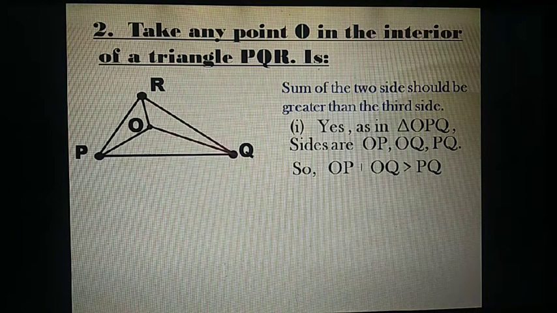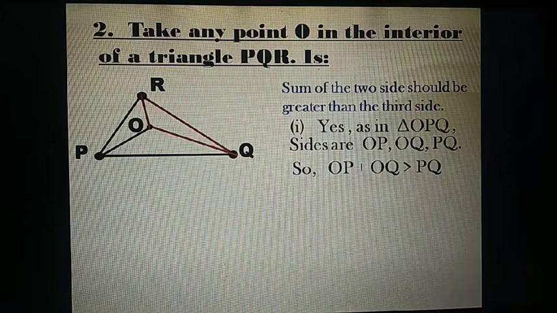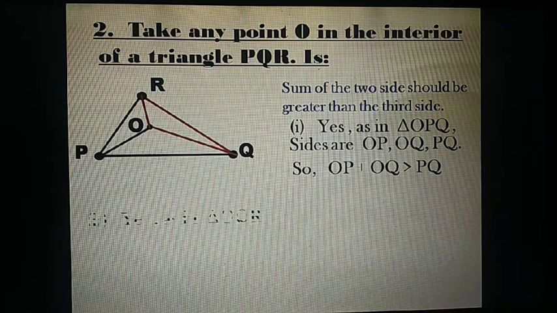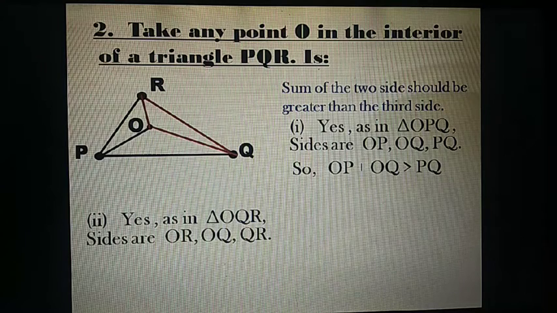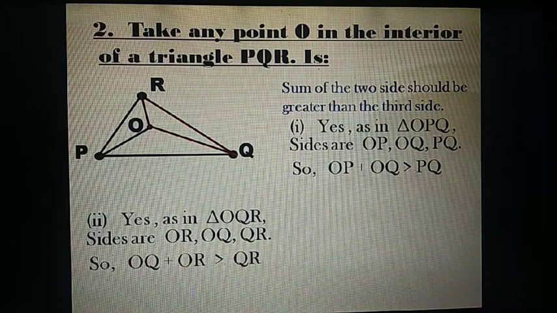Moving to the second verification, we will consider OQR. Again we can say yes here, as in triangle OQR, the sides are OR, OQ and QR. As per the statement, we will consider OR and OQ on the left hand side. We will add these two sides and the sum should be greater than the third side.